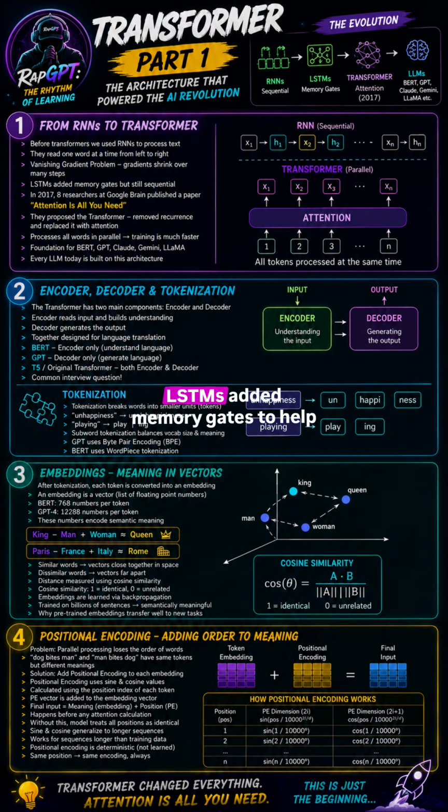LSTMs added memory gates to help retain information. But training was still sequential and could not be parallelized. In 2017, 8 researchers at Google Brain published a paper called "Attention is All You Need." They proposed a new architecture called the transformer. It removed recurrence completely and replaced it with attention.